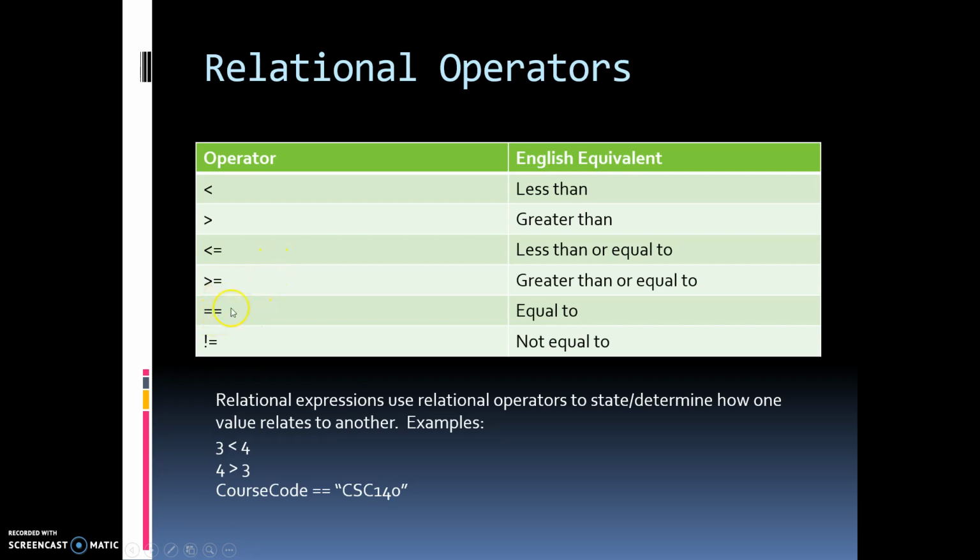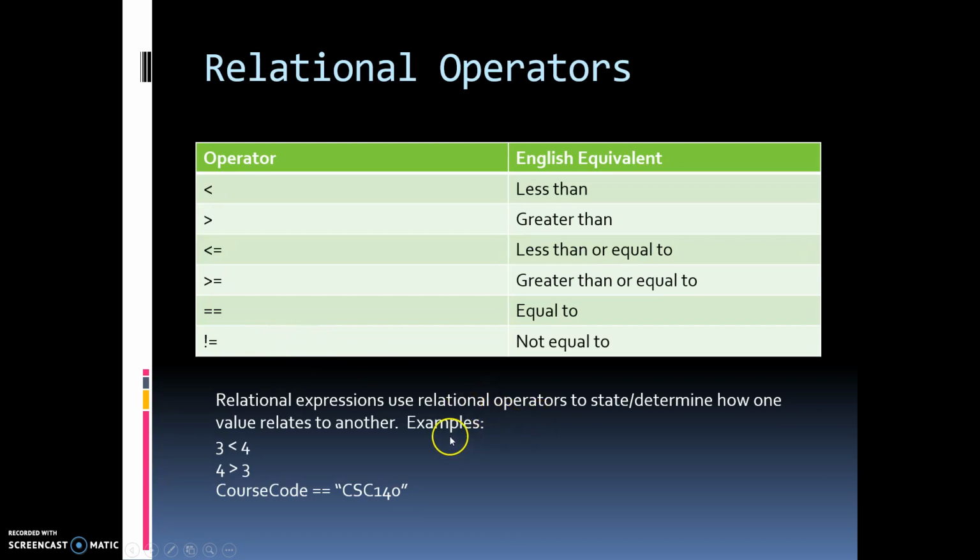One thing I do want to point out, and this is going to be really hard to get used to, is equality in C++ is expressed with the double equal sign, not the single equal sign like you've been using your entire life. So that's going to be really tricky for everybody. Not equal to, we don't use that quite as much, but that's the exclamation point with the equal sign.